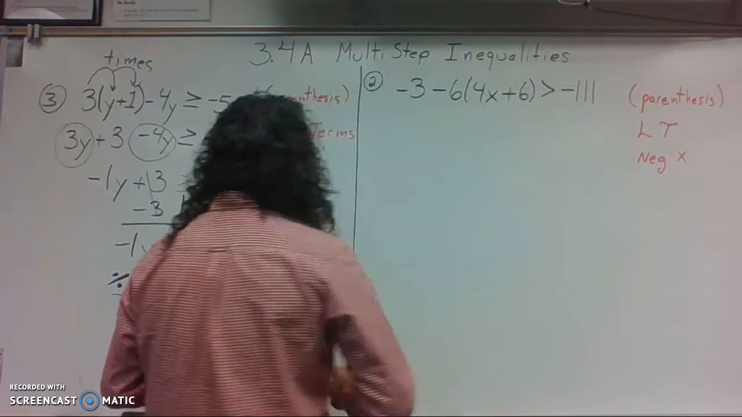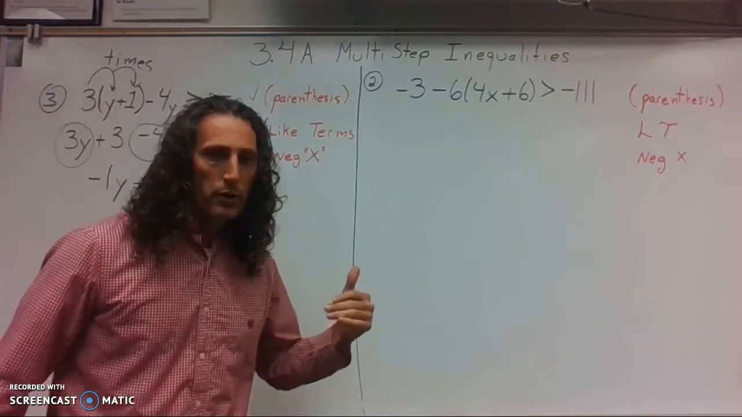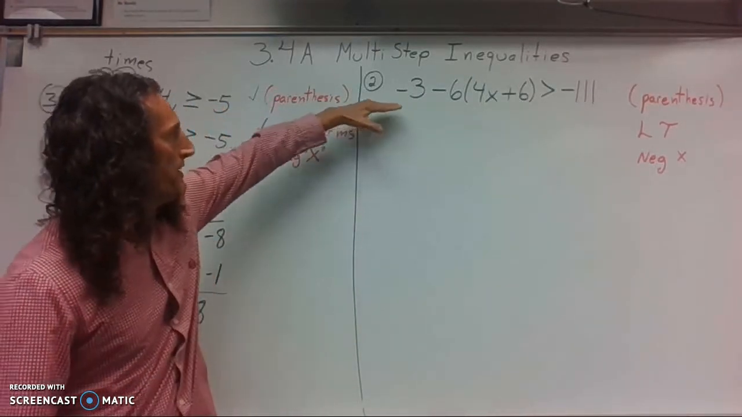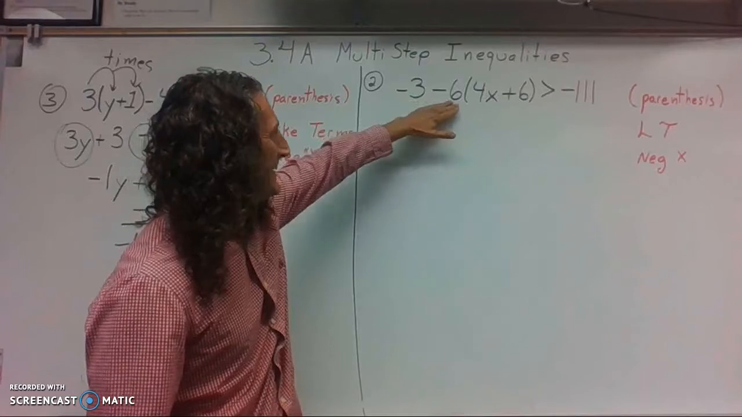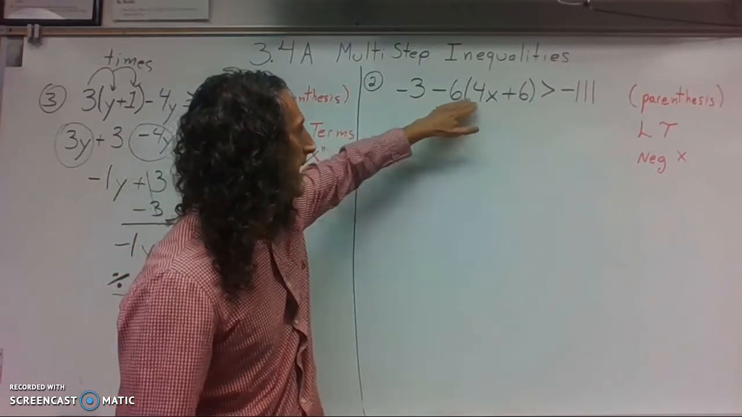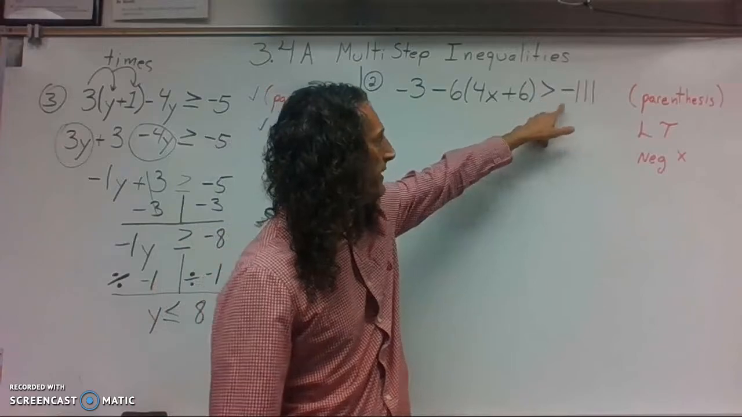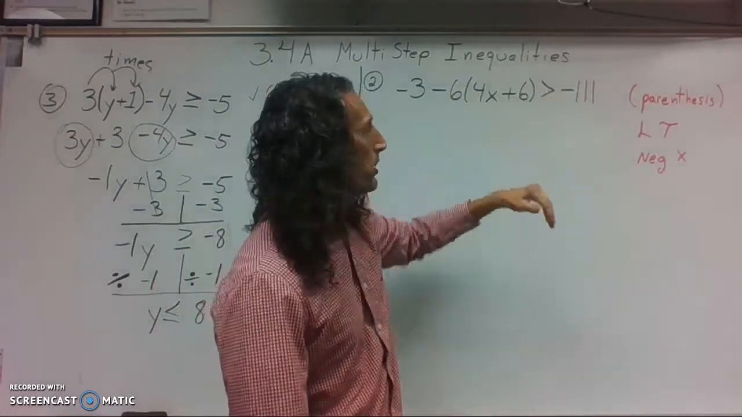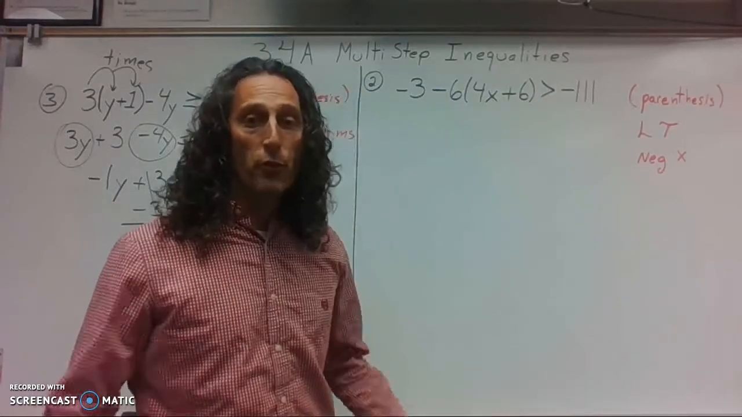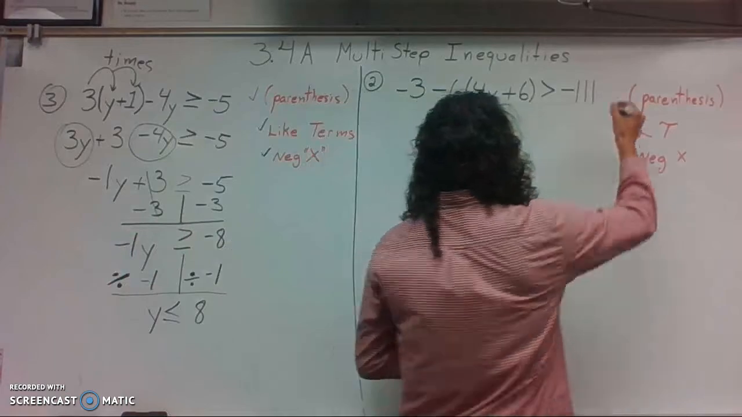All right, number 2, again. So on number 2, we have negative 3 minus 6. And we have these parentheses, so that means times. That's going to be 4x plus 6, close it, greater than negative 111. So, first thing, always look for parentheses. Do we have those? Check.